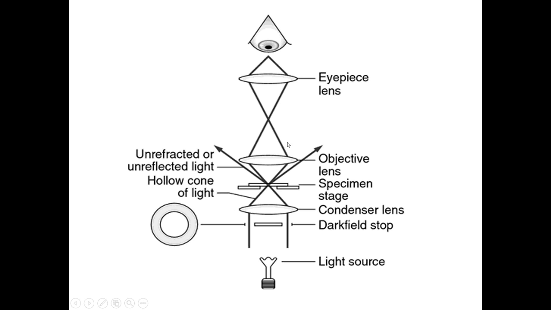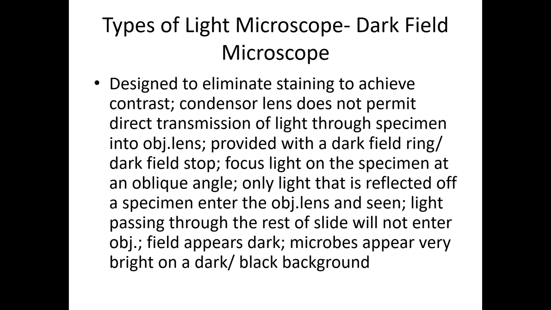That is nothing but unreflected or unrefracted light. The light which is not reflected or refracted by the specimen will not enter the objective lens in a dark field microscope, because a dark field microscope is provided with a special structure called a dark field ring or dark field stop. Clear? So it focuses light on the specimen at an oblique angle, and only light reflected off the specimen will enter the objective lens and be seen. The light passing through the rest of the slide will not enter the objective lens.